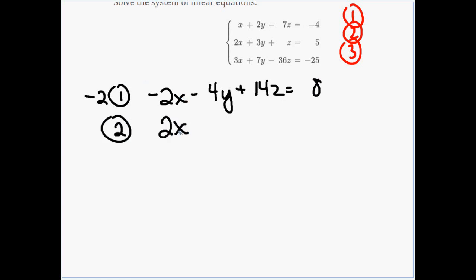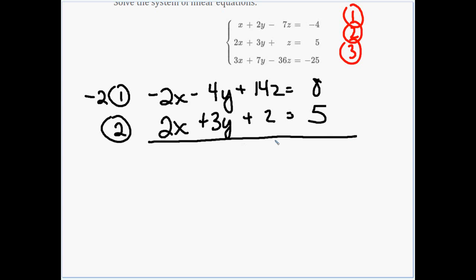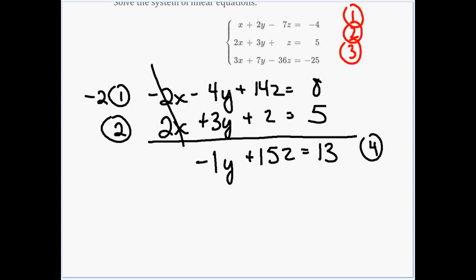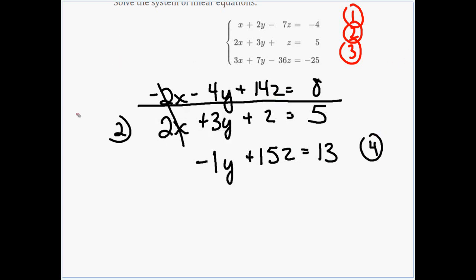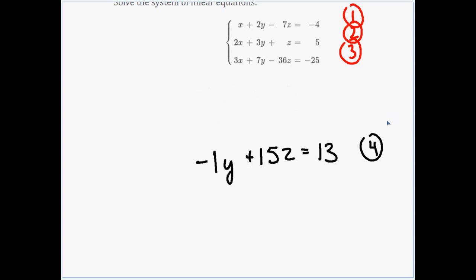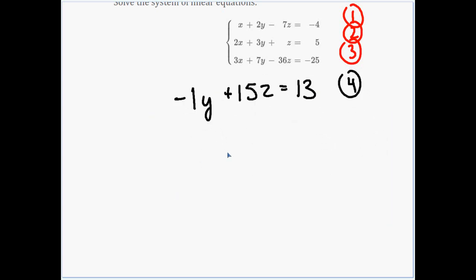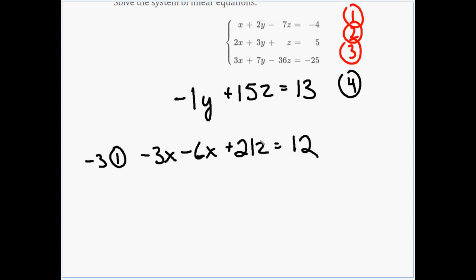2x plus 3y plus z is equal to 5. And if I add those columns, x's are gone. We have a negative 1y and a plus 15z, and that's equal to positive 13. I'm going to call that equation 4. Now let's do negative 3 times equation 1. So again, I'm going to distribute a negative 3. And I'm going to add to that equation 3 as is.